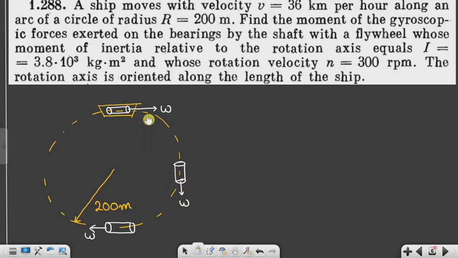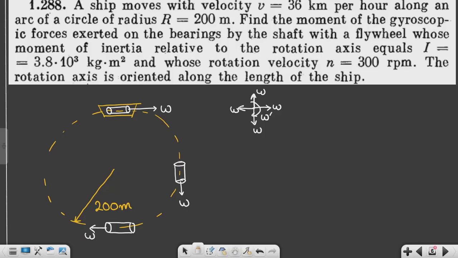That means initially out here, the angular velocity was in this direction. When it reached out here, the angular velocity is in this direction. When it reached out here, the angular velocity would be in this direction. And when it reached out here, the angular velocity would be in this direction. So if you see, the omega is also spinning, isn't it? And with what angular velocity is the omega spinning? Omega dash, or angular velocity of precession.